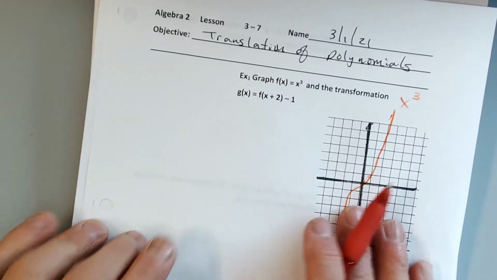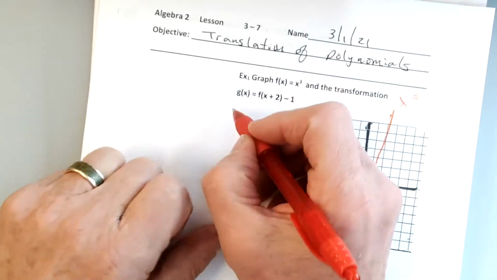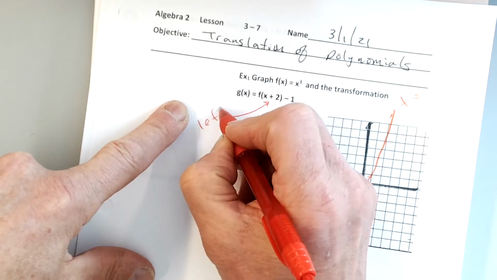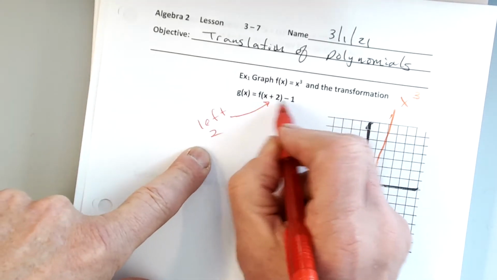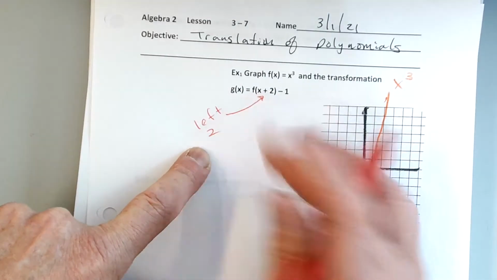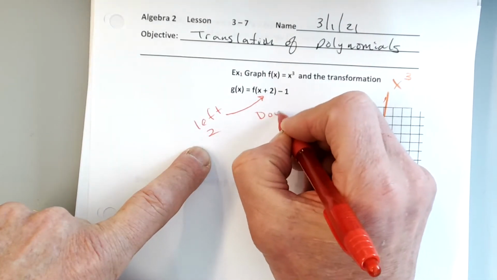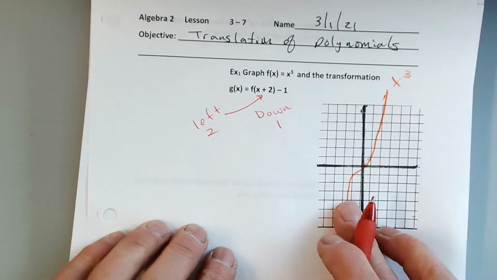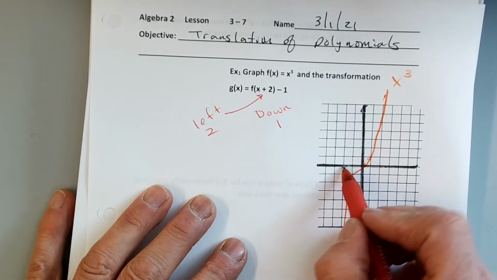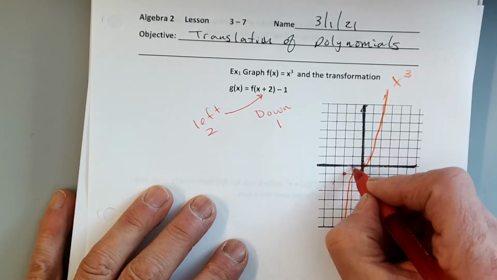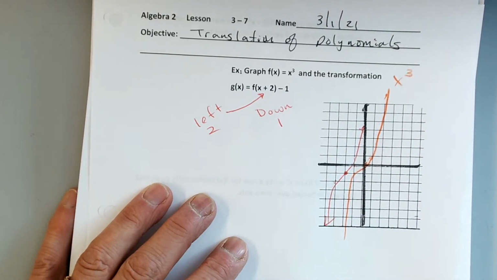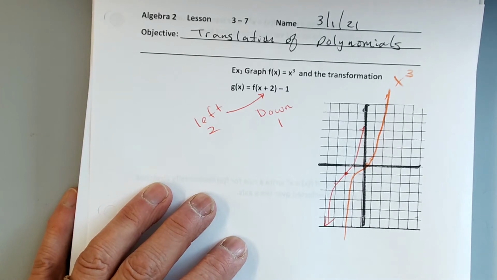It's going to be to the left 2. Remember, it's the opposite of the inside, but it's horizontal. And then we're going to take it down 1. So I'm going to take this orange graph, our parent function, I'm going to take it left 1, 2, and down 1. There it is. That was easy, huh? Thumbs up on that one? That was pretty easy.